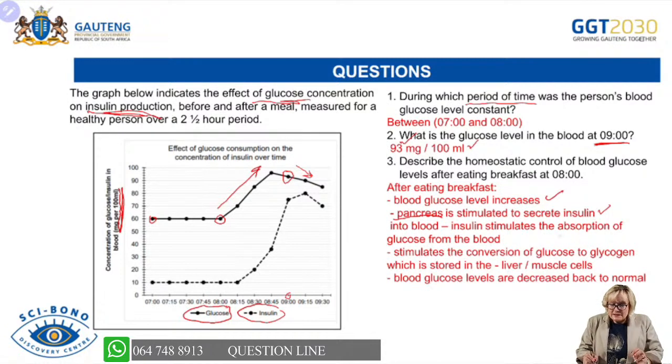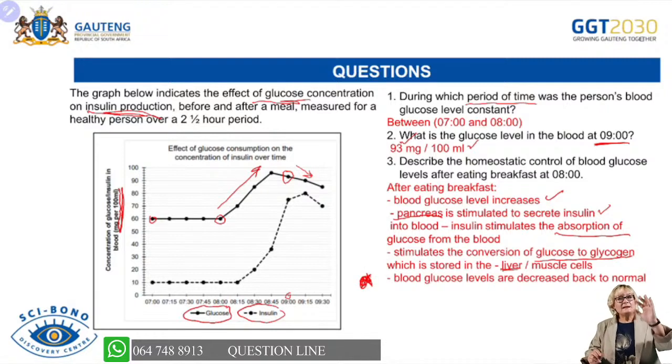Insulin stimulates the absorption of the glucose from the blood, stimulates the conversion of glucose to glycogen, which is stored where? In the liver or the muscle cells. Blood glucose levels are decreased back to normal. Remember what I said? Whenever you're doing a homeostasis question, this last sentence is always there. You must say, and then the level is restored, or it's taking it back to normal. All right, that's very important.